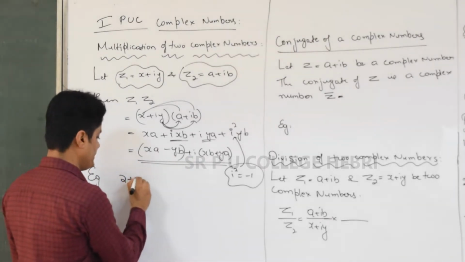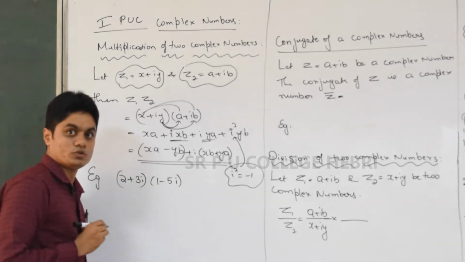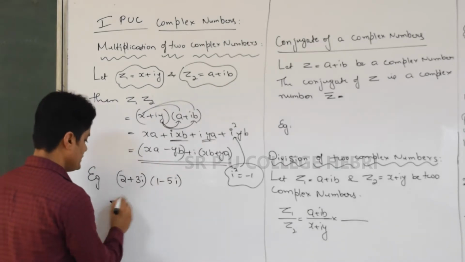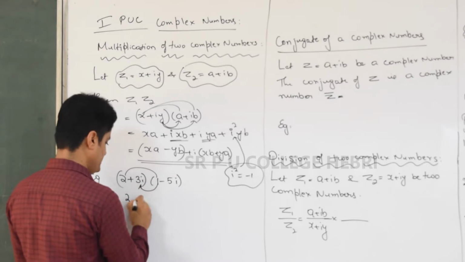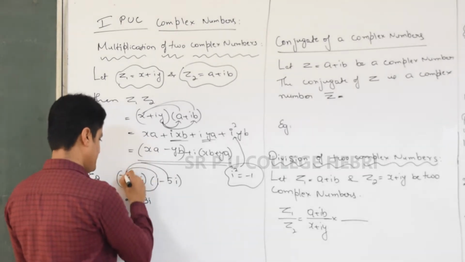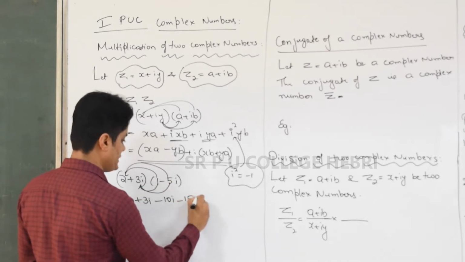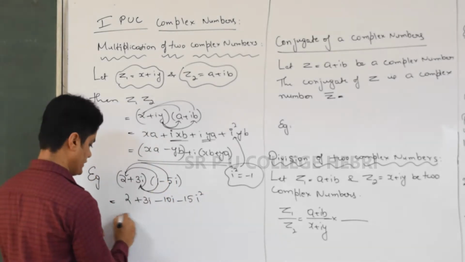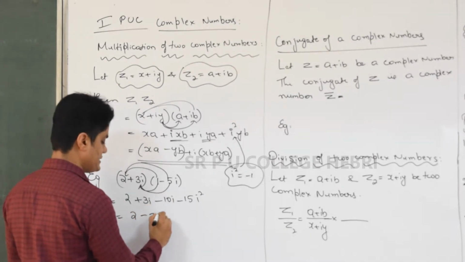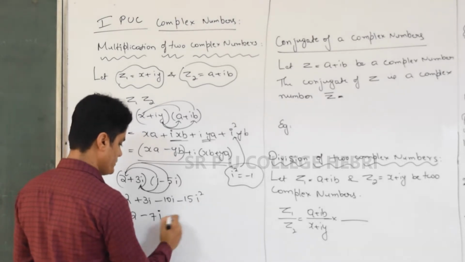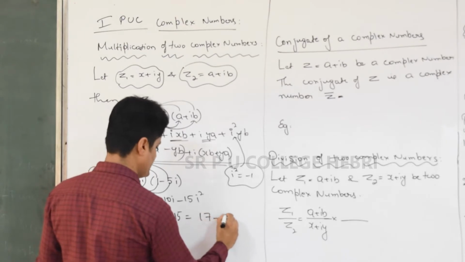Suppose you want to multiply 2 plus 3i and 1 minus 5i. This method says first multiply 2 into 1, then multiply this plus 3i, then multiply this, that is minus 10i, then multiply these two, that is minus 15i square. Same procedure we are following. Don't remember anything as a standard form. So 3i minus 10i is minus 7i. I square is minus 1, so it becomes plus 15. So the answer is 17 minus 7i.